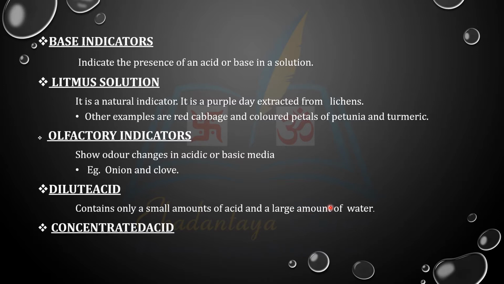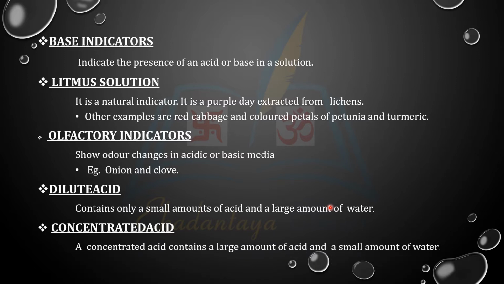What is a concentrated acid solution? A concentrated acid contains a large amount of acid and a small amount of water. Here dilute acid means a small amount of acid. Here concentrated acid means a large amount of acid. Here dilute acid means a large amount of water. Here concentrated acid means a small amount of water.